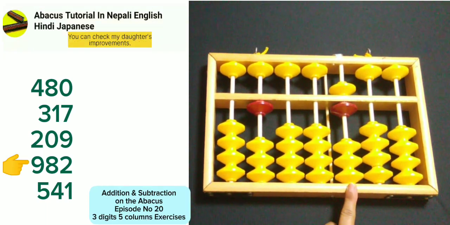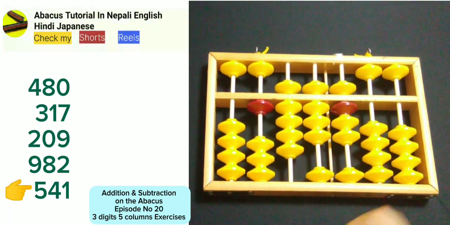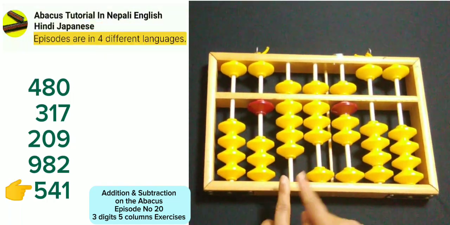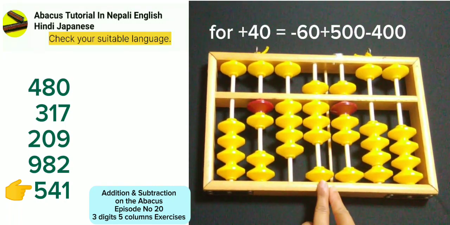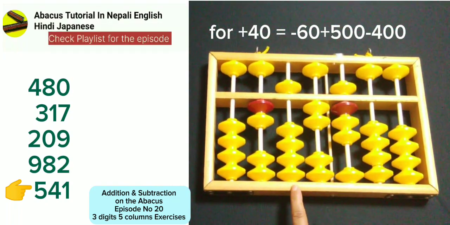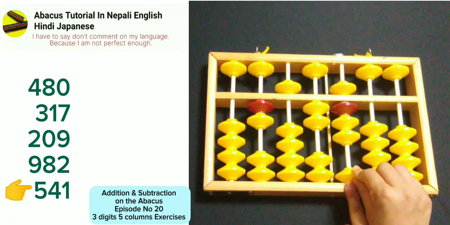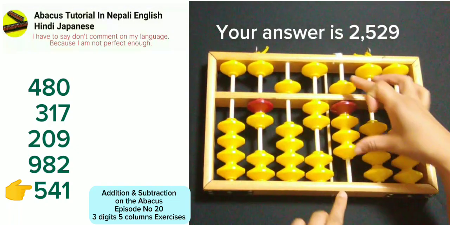982. 541. To add 500, reduce 500, borrow 1000 and 4 reduce 6 and this one, 4 steps. Okay, and this is 1 and your answer is 2, 5, 2 and 9.